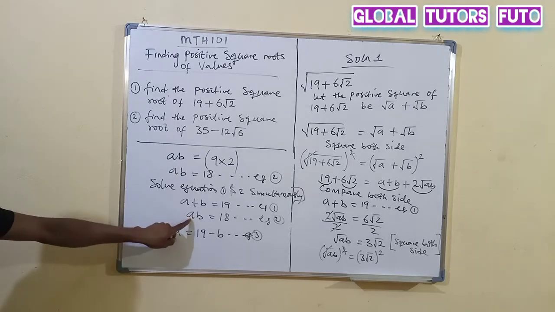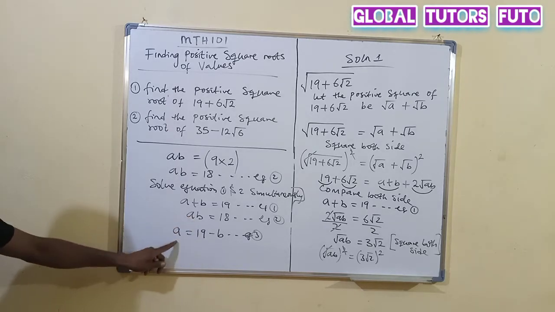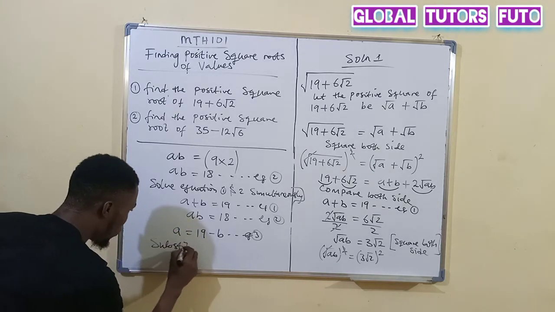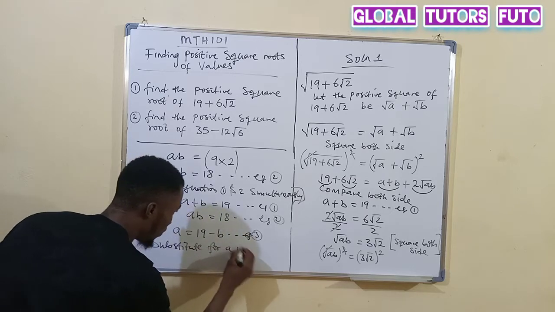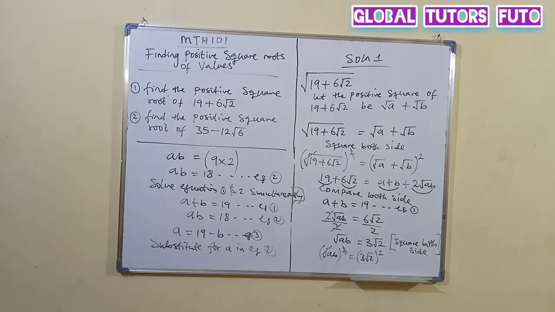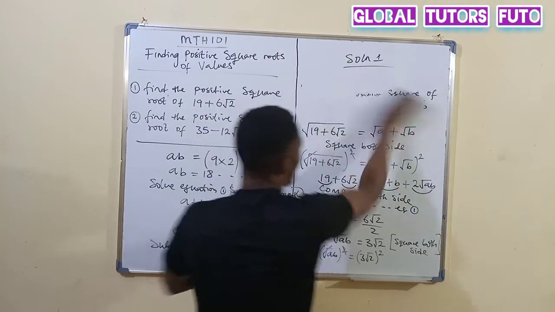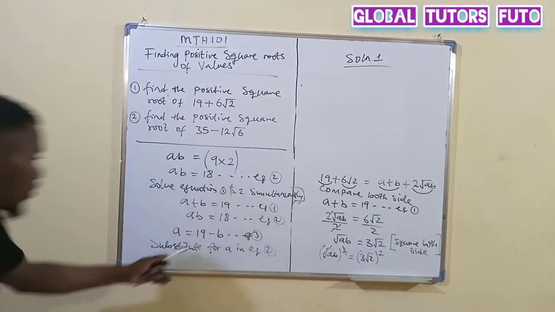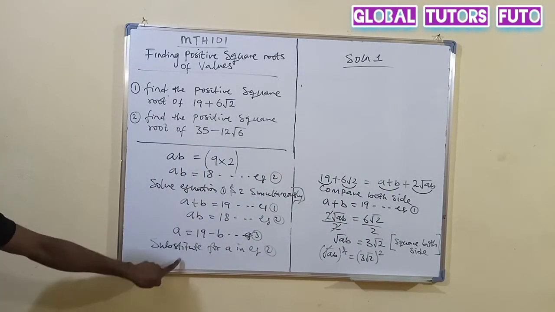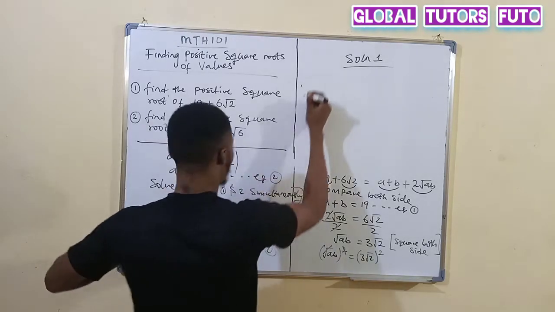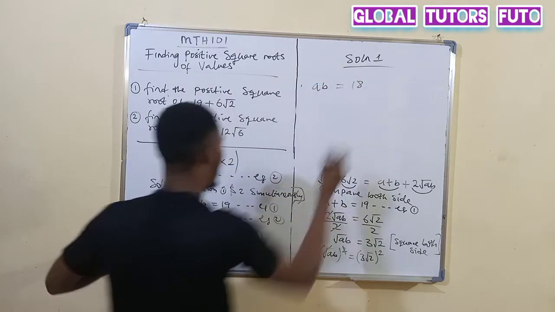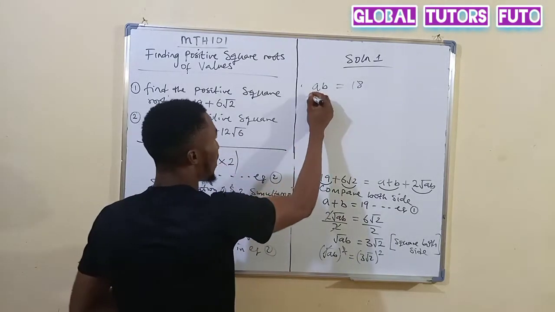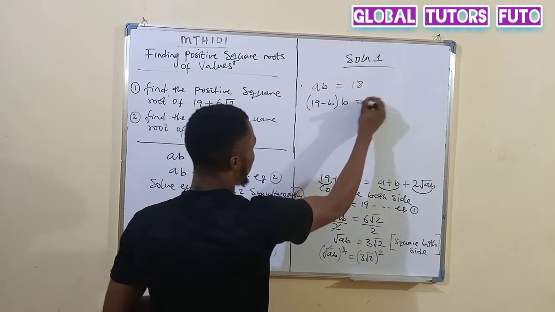So substitute this equation 3 in equation 2, then you simplify what you have. Substitute for a in equation 2. So any place you see a in equation 2, you put this. Okay? So remember that equation 2 is ab is equal to 18. But we have that a is equal to 19 minus b. So this a now will change to 19 minus b, bracket b is equal to 18.